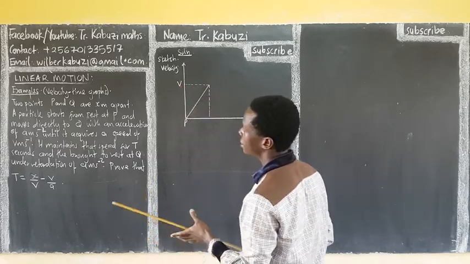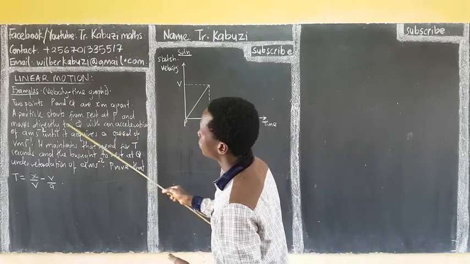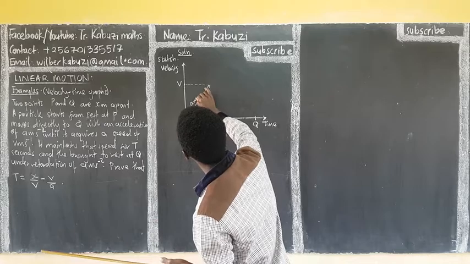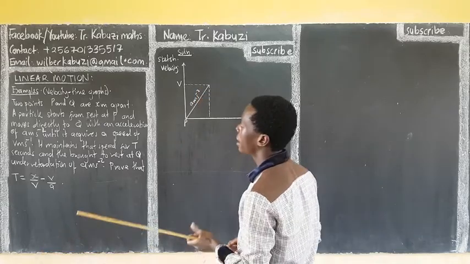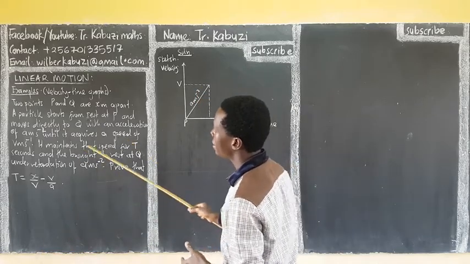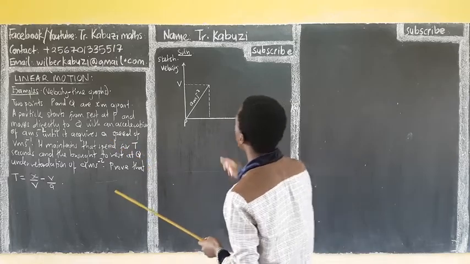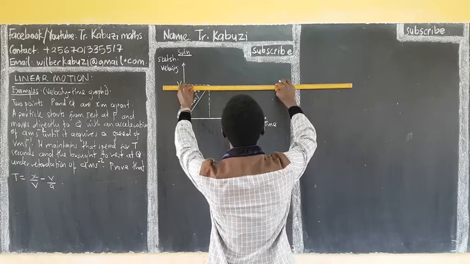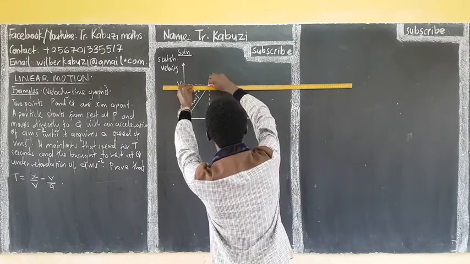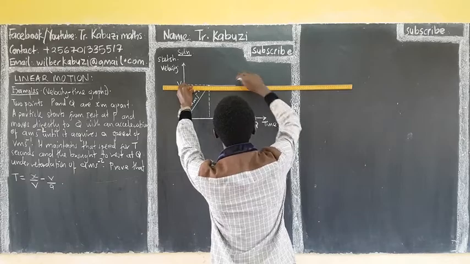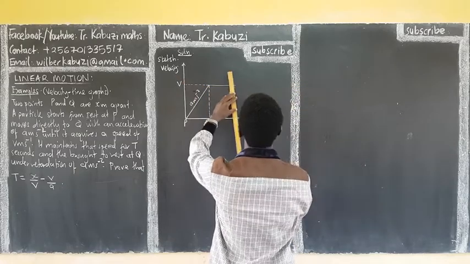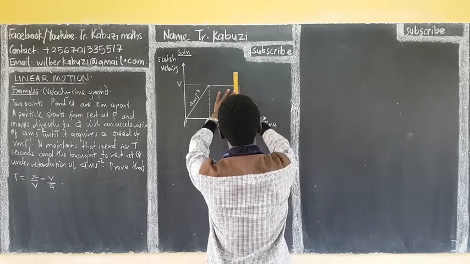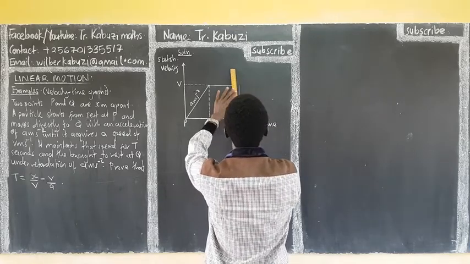Then they are telling us that the acceleration here is A meters per second squared. It acquires speed V. It maintains that speed for T seconds. So from here it maintains this speed, which means there is not any acceleration. It maintains the speed for T seconds.